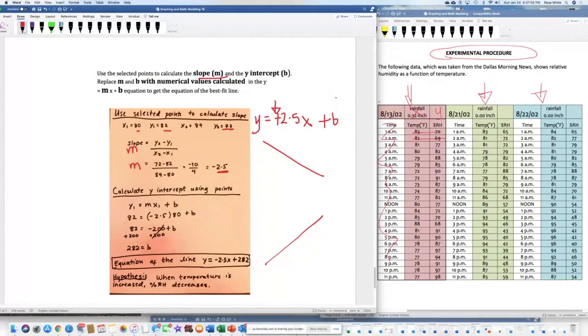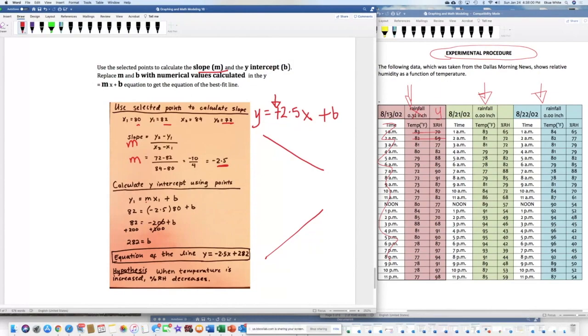Now we have to solve for the y-intercept. For the y-intercept, you need your m, and you can pick any one. M has to go with either x1 and y1, or m can go with x2 and y2. But to make it easier, I just say use m and x1 and y1. Just stick with that. It makes it easier.